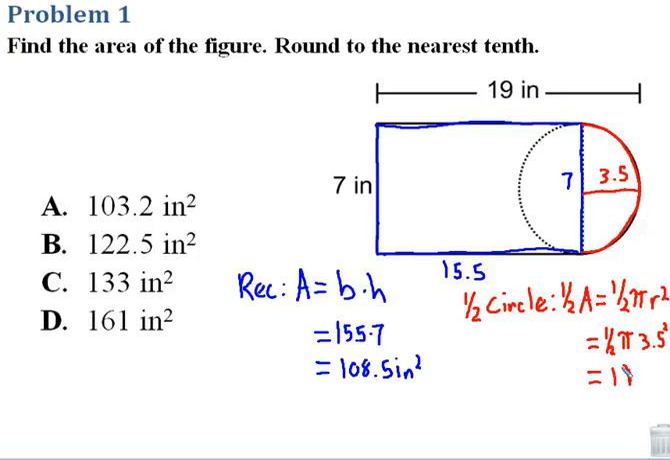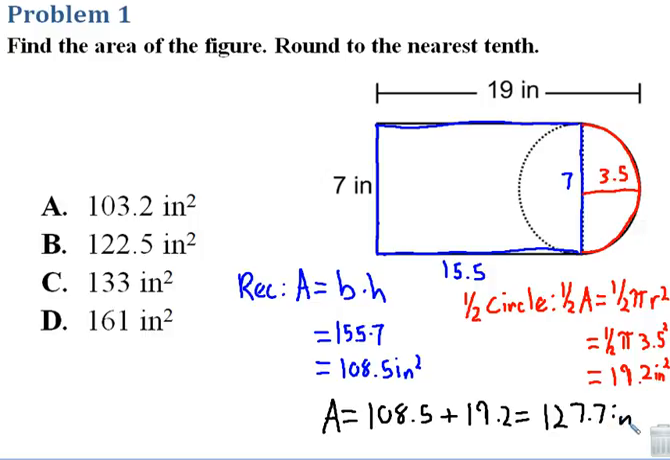And when I do that, I end up with 19.2 inches squared. We could leave things in terms of pi, but since our first answer doesn't have pi involved, it wouldn't make sense to really do that. So final answer then, our composite area will just be equal to the 108.5 plus the 19.2. When I do that, I end up with 127.7 inches squared. That's actually not up here for one of your choices. I've got to fix that. Test time, things will work out nice. But 127.7 inches squared for a total area.